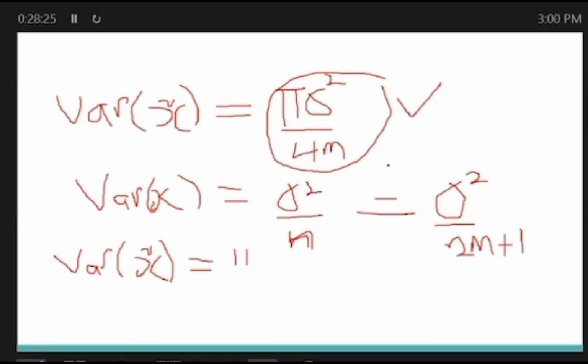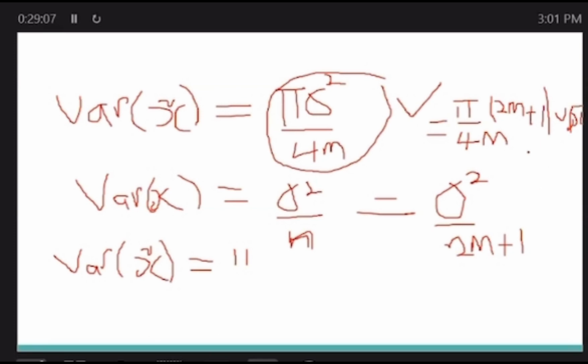I'm going to go back, I'm talking about this guy now. Let me say that it equals pi over 4m, times 2m plus 1, then the variance of x bar. Let me see how I'm going to write that.